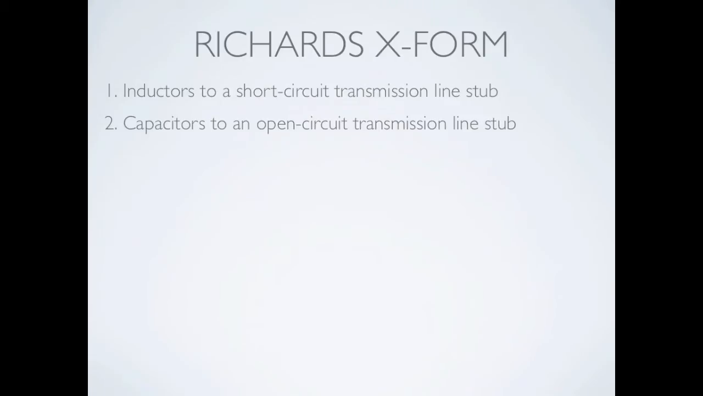In order to make the stub design, we must first use Richards' transform to obtain the transmission line equivalent components of each capacitor and inductor. Inductors will take the form of short circuit transmission line stubs with an impedance equal to its inductance, and capacitors will take the form of open circuit transmission line stubs with an impedance equal to the reciprocal of its capacitance.